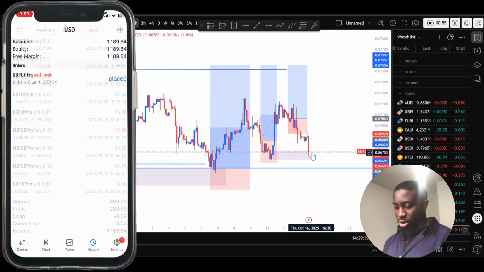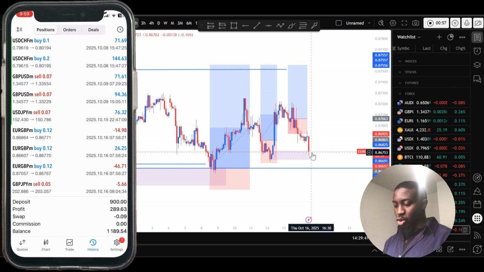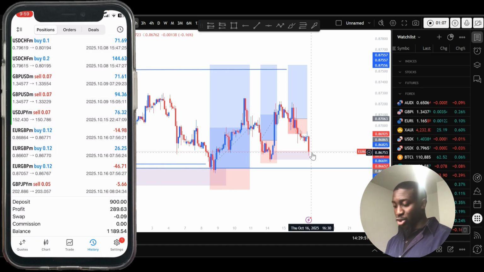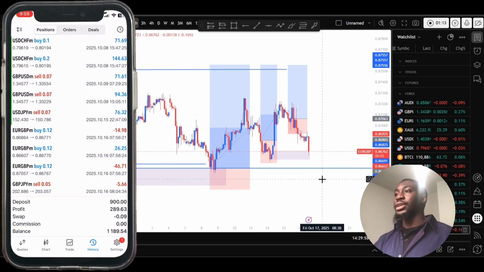Let's go to history. Okay, so this was the trade. It was 3 positions. I lost 14, lost 26. No, this one I won 26. That position, the 46 loss. So these are the 3 trades. So guys, as you can see, let me explain.